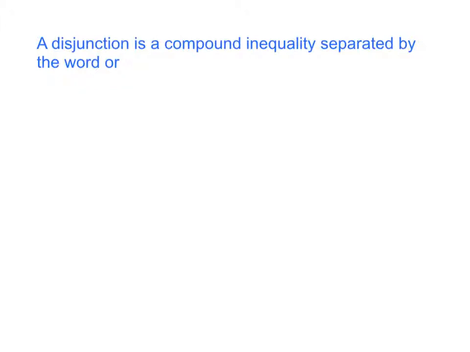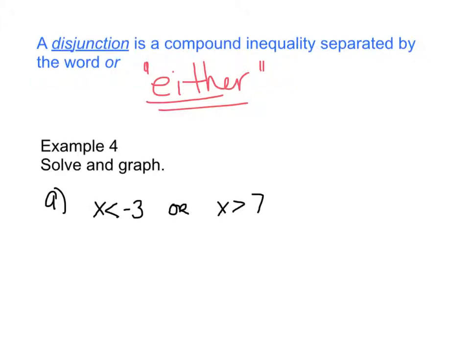Now, a disjunction is a compound inequality separated by the word or. A solution of a compound inequality joined by or is any number that makes either inequality true. That's an important thing I suggest you write down. Either inequality true. A conjunction, and, has to make them both true. So in example number 4, we're going to solve and graph the compound inequality x is less than negative 3 or x is greater than 7. You cannot write this together like you can the and problems. It just is going to be like this.